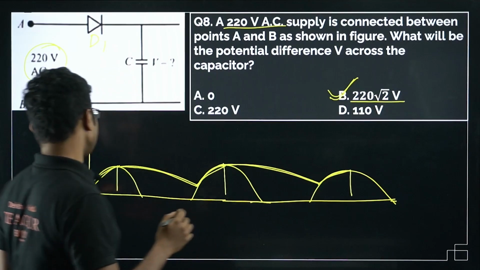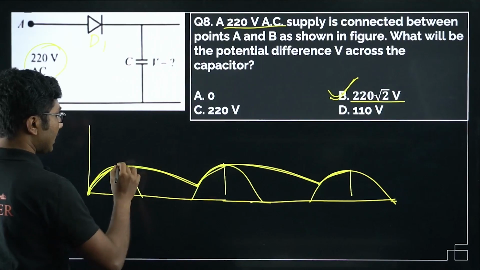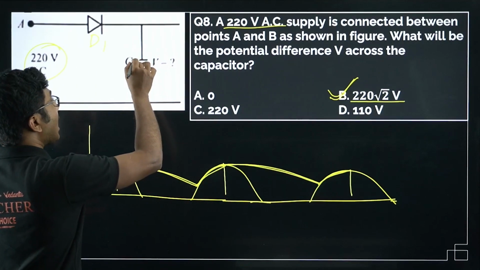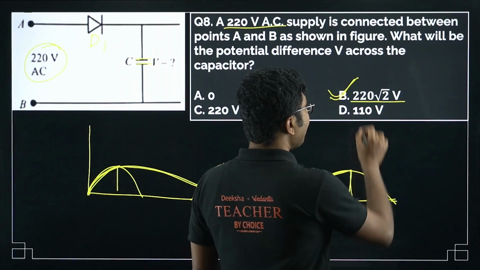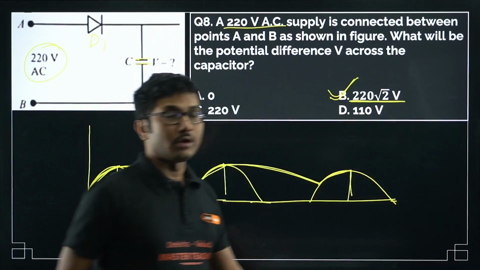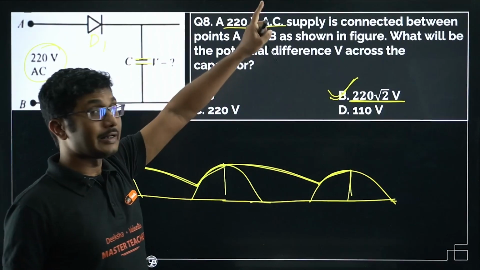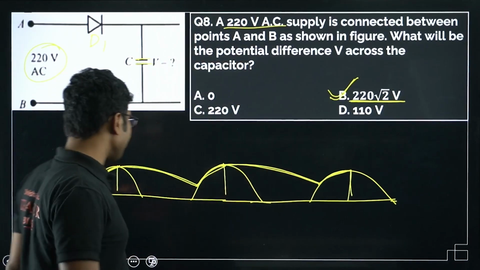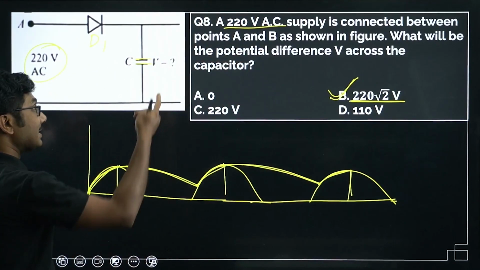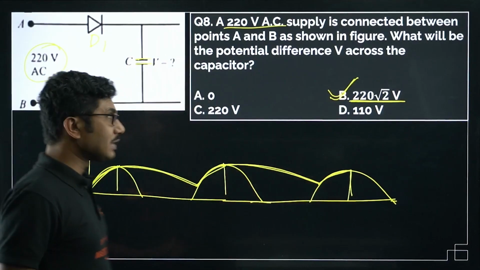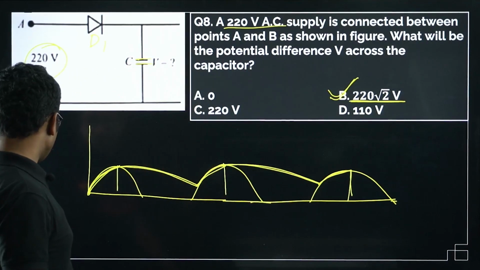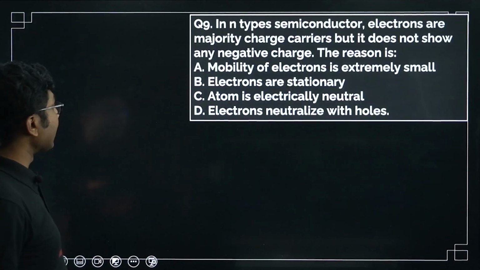The maximum value of the potential across the capacitor C is basically the maximum peak voltage. Peak voltage is 220 into root 2 volt. Here 220 volt AC obviously means the AC RMS value. So the peak value will be root 2 times the RMS value, which is 220 root 2. Now let's move on to the next question.